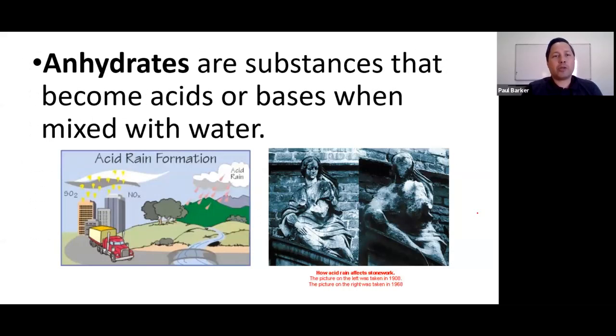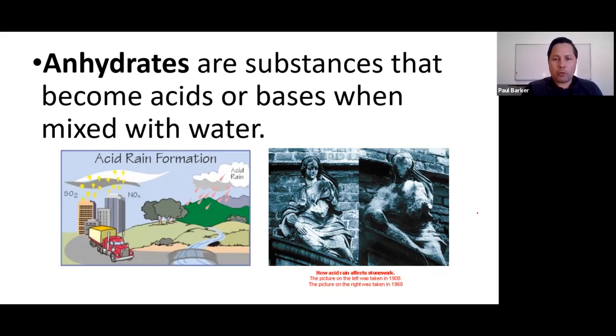Anhydrides. An anhydride is a substance that becomes acidic or basic when mixed with water. Before, they're neither acidic nor basic, they're neutral, but once exposed to water, they become either acidic or basic. That is the main source of acid rain, anhydrides. Anhydrides such as carbon dioxide, sulfur dioxide, nitrogen dioxide are byproducts of combustion, maybe from cars or factories. It's a gas, and it'll go up to the rain clouds and mix with the water in rain clouds, and it'll come down as acid rain.